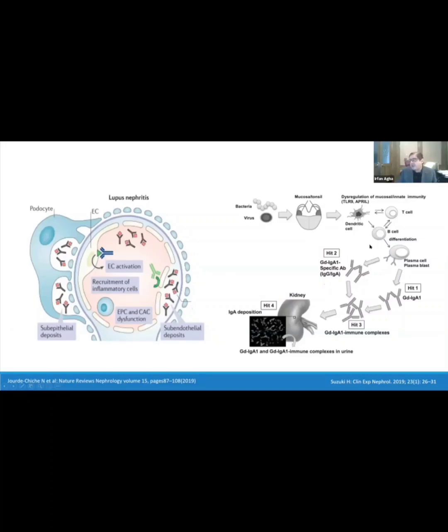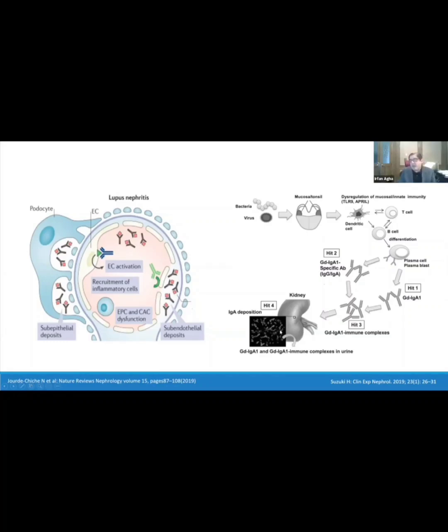We have IgA nephropathy. You've got the 4-hit hypothesis. You've got a galactose deficient IgA molecule coming up. This IgA molecule is looked at in the circulation. Your own immune system develops an antibody response against this galactose deficient IgA molecule. These antigen antibody complexes essentially form in the circulation, and then they can deposit in the kidney as well as in the skin and other capillary beds.